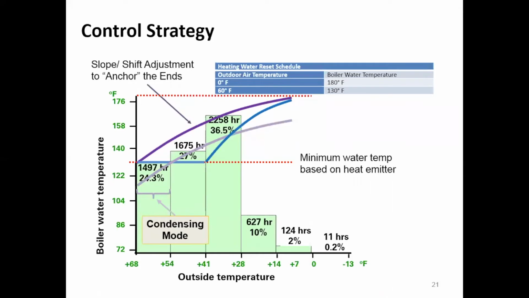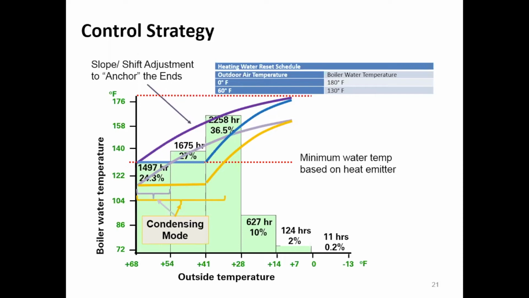But look at what this does to my return water temperatures. All of a sudden, this yellow line now comes into play as my return water temperatures. So rather than spending 24% of the heating season in the condensing mode, I'm probably closer to about 75% of the heating season in the condensing mode. And rather than spending a very short period of time at 92% efficiency, I'm now spending 51% of the season in the 92% efficiency range. My performance improves dramatically by doing this.